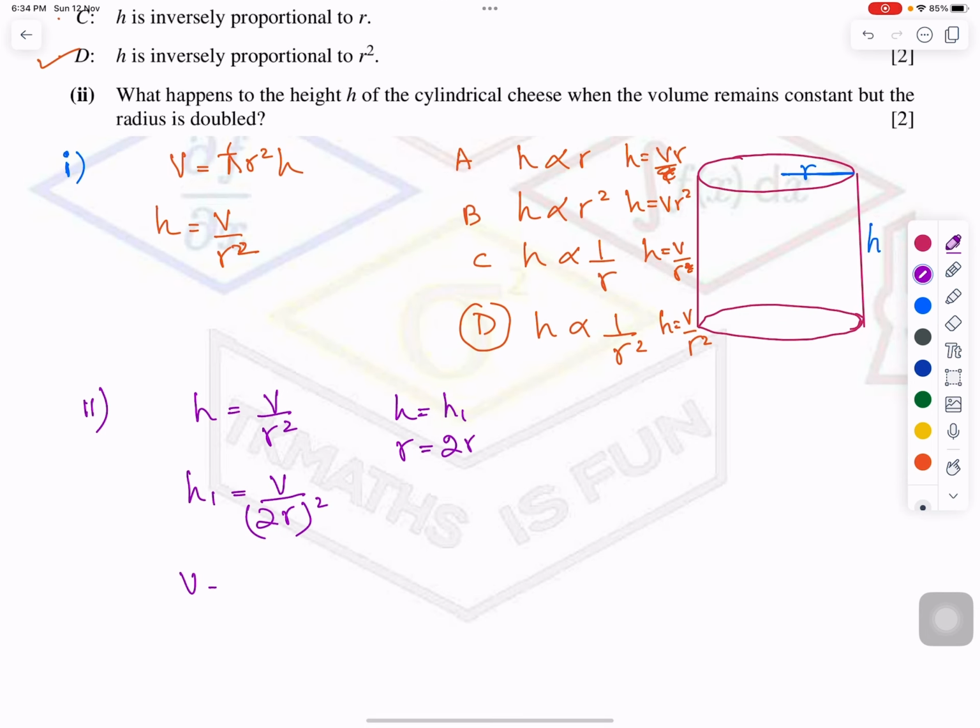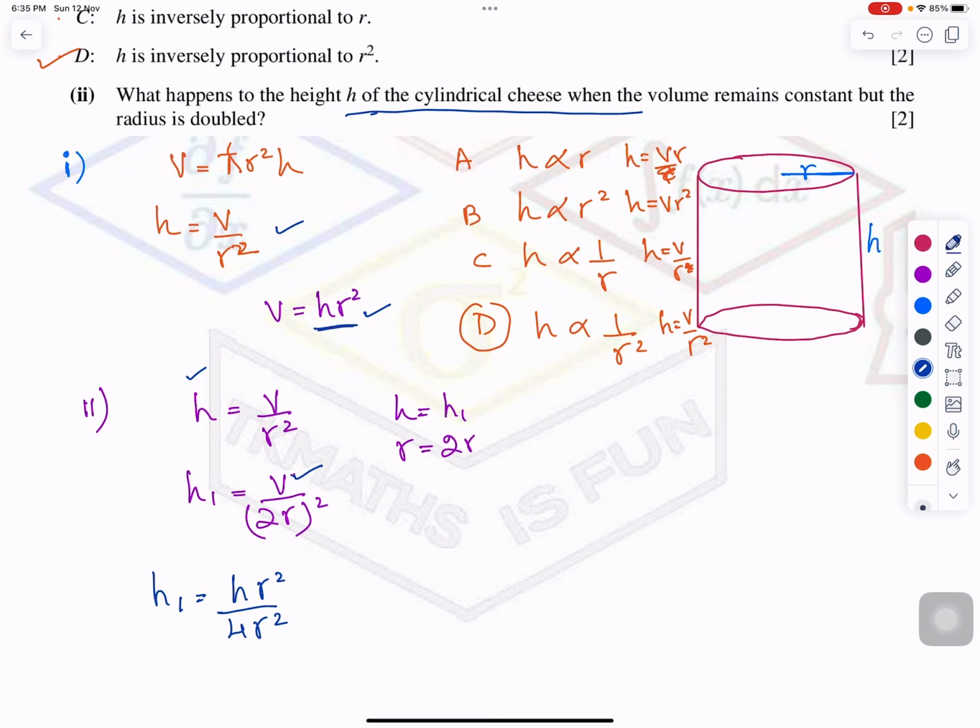So now volume is equal to, and one thing, I have to substitute the value of volume here. Volume is equal to h r square. So h1 is h r square over 4 r square, right? Let me tell you again: volume is h r square, I have taken it from here. The question is asking what happened to the height of the cylinder cheese when the radius is doubled. So I have made h the subject and I'm replacing volume by h r square. When r is doubled, 2r, the height will be h1. So I plugged in the value and this will give me that the height will be h over 4.